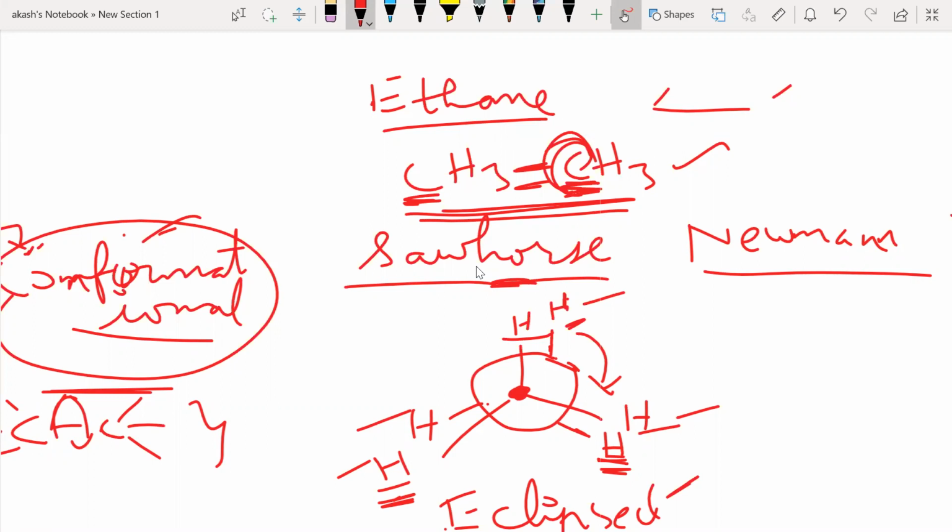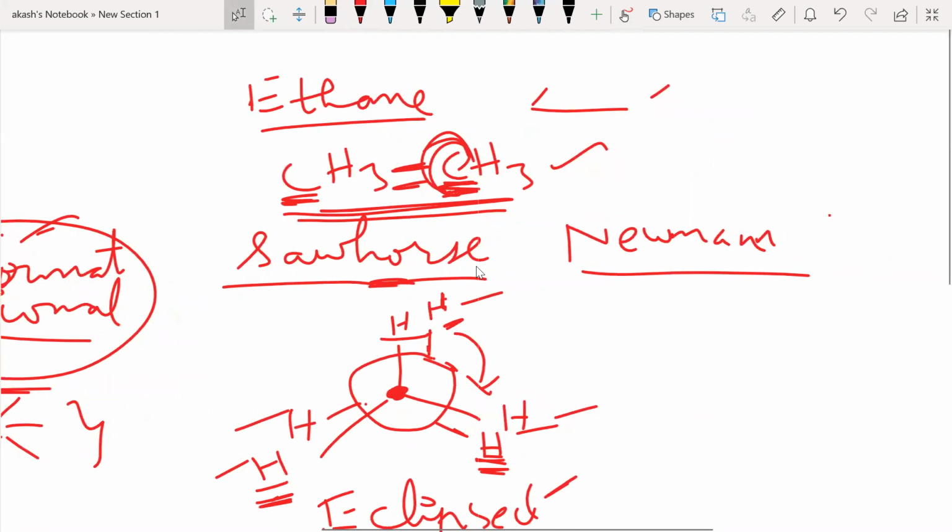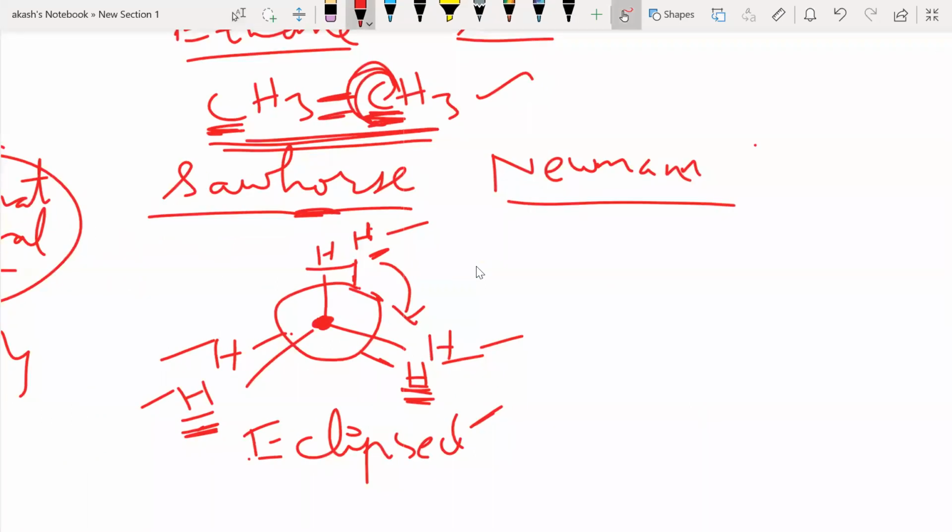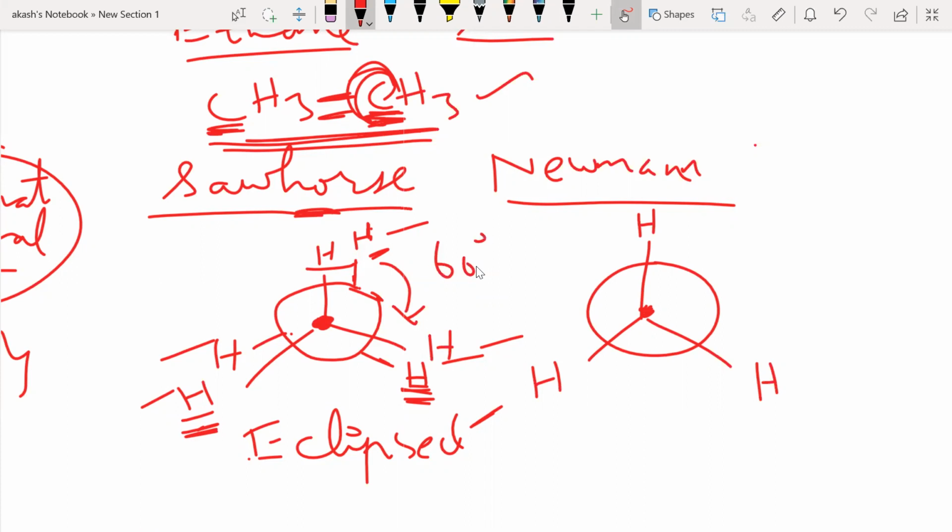This is the eclipse case. Now, when I look at the other case, again I make the first carbon atom a dot, with the second carbon atom around it. Now I'll place the hydrogen atoms on the front carbon first. Three hydrogens, done. Now I rotate the other carbon atom by 60 degrees. Why specifically 60 degrees? You will understand, because that is the other end of the possibility, the next extreme possibility.